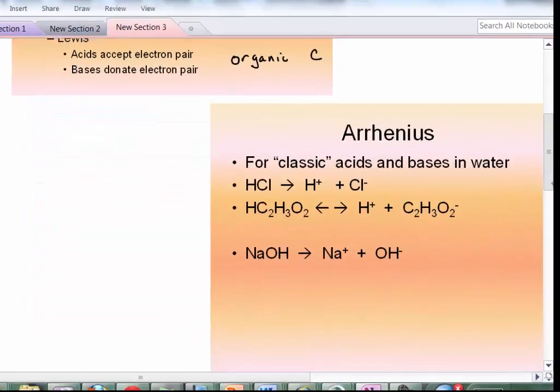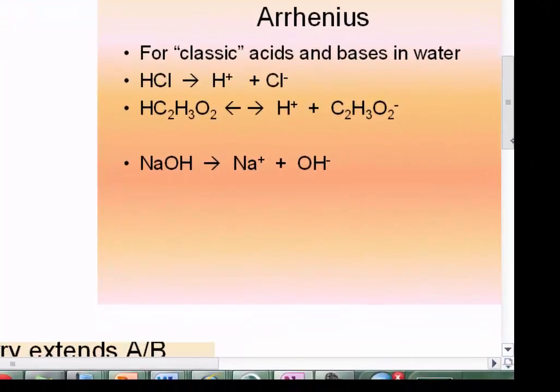The Arrhenius definition, which we use the most in general chemistry: here's your classic acid, starting with hydrogen. And in solution, if this occurs in water, you produce hydrogen ions. And if you're a strong acid, this is a one-way reaction. If you start with 100 HCl's, you end up with 100 H's and 100 Cl's, and there will be no HCl's left.